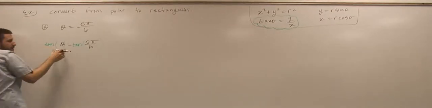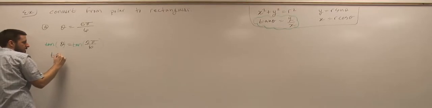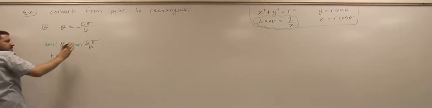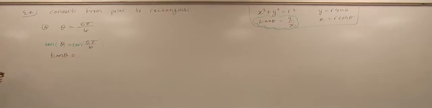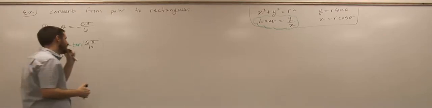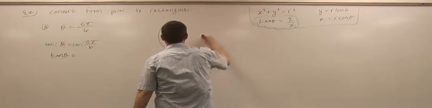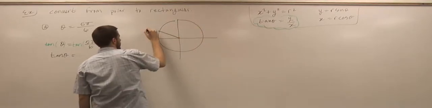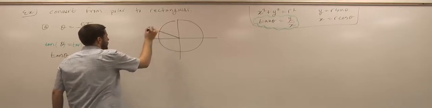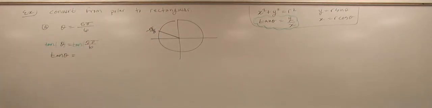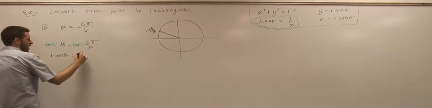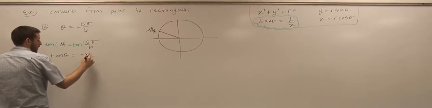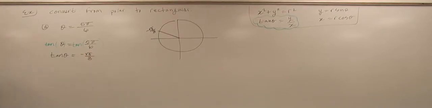Now tan theta is basically a variable. I can't do anything with it. It's a variable quantity. But tangent of 5 pi over 6, I know. Tangent of 5 pi over 6. Negative root 3 over 3, right? 5 pi over 6 is out here, and the tangent is negative root 3 over 3. So I replace it.